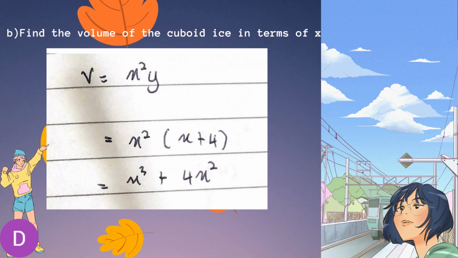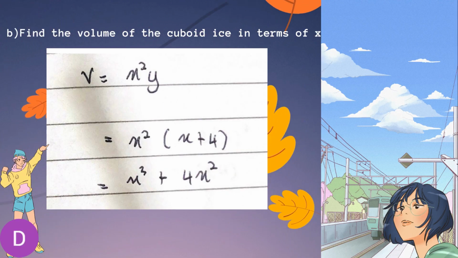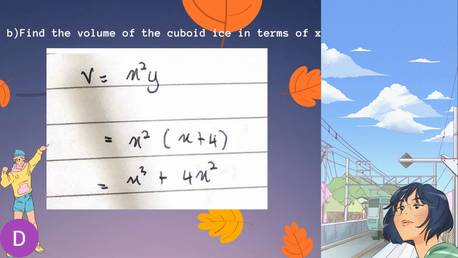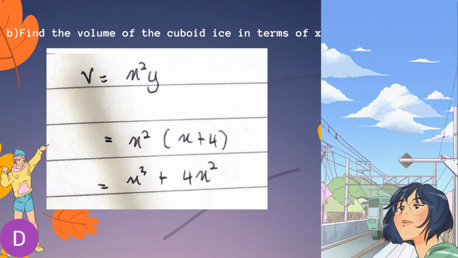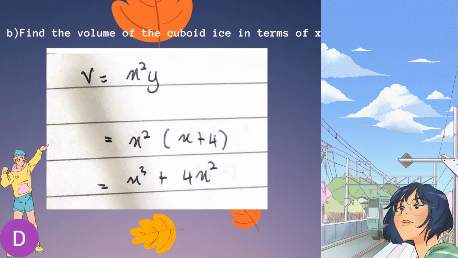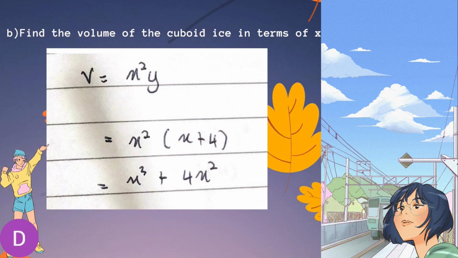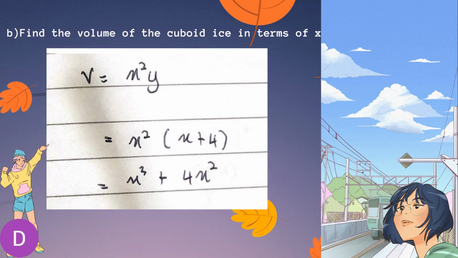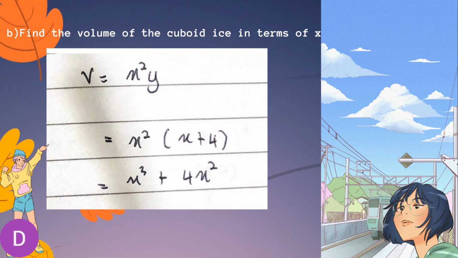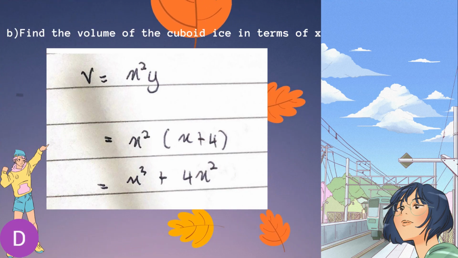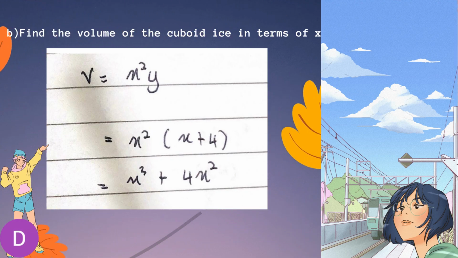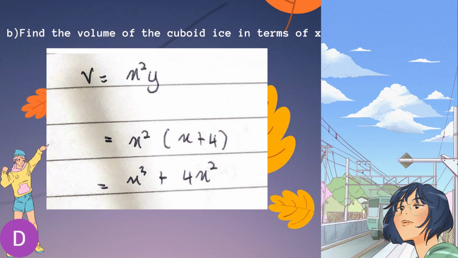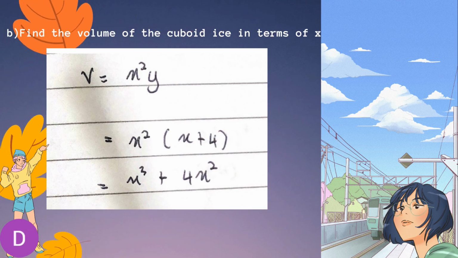For question B, to find the volume of the ice cube in terms of x, we need the equation for the volume, which is base times height times length, which is x times x times y. So the volume is equal to x squared y. For the y, we take from the height, which is x plus 4, and substitute it into the volume equation. Then we get x squared times x plus 4, and the final equation is x cubed plus 4x squared.